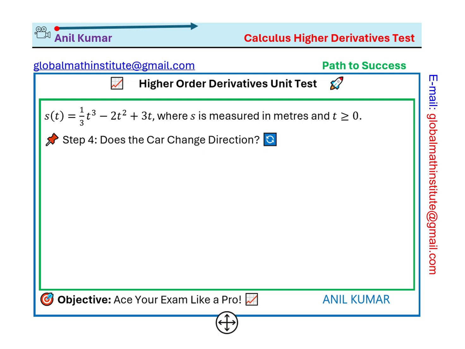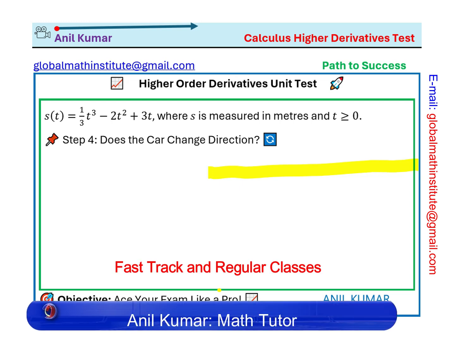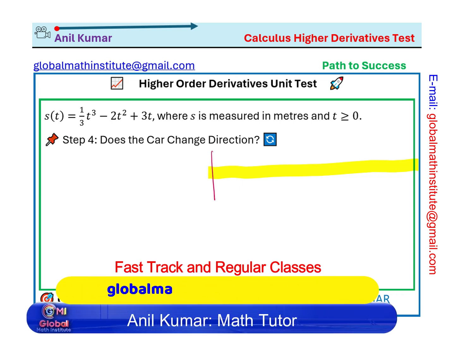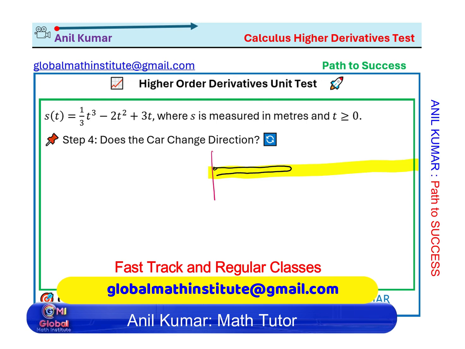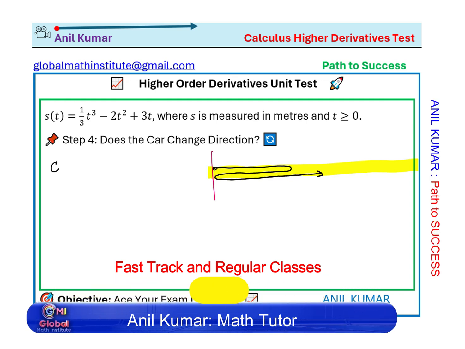Now, here we have, does the car change direction? It does change direction. And as we have seen, it does it twice, right? So once again, this picture really helps. It changes direction twice. It starts like this, comes back, and moves, right? So, twice.